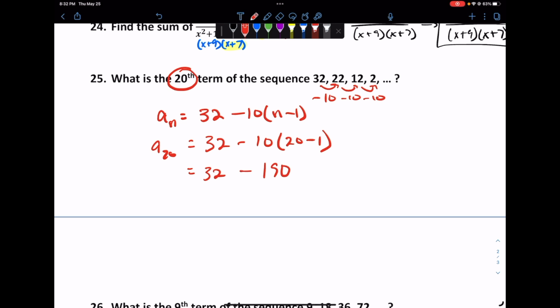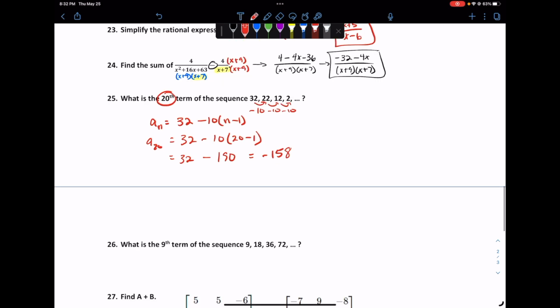And let's see, that's going to be negative 152. Let's see, 32 minus 190, negative 158. All right, so that's the 20th term.